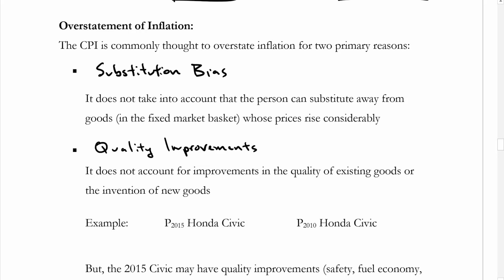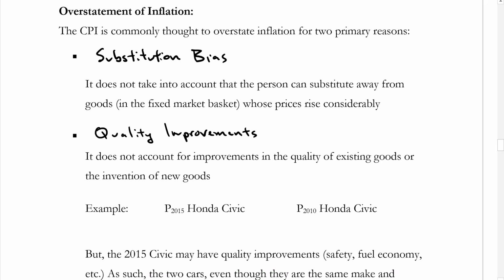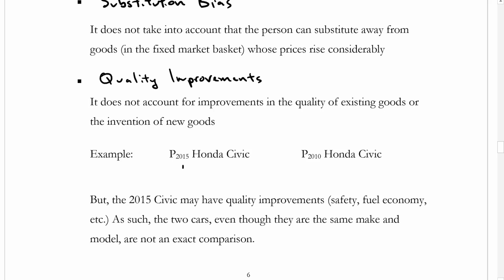And the second are quality improvements. So if some inflation rate is measuring the cost of, take a Honda Civic for an example. In 2015, let's say that Honda Civic costs $24,000. And in 2010, it cost $20,000. It looks like the cost of the Honda Civic has increased by $4,000 or 20%.